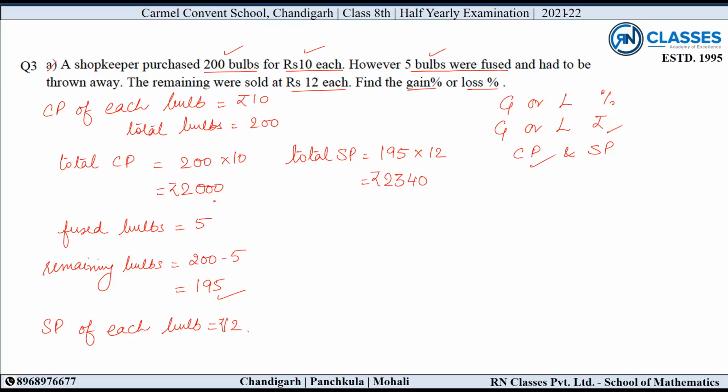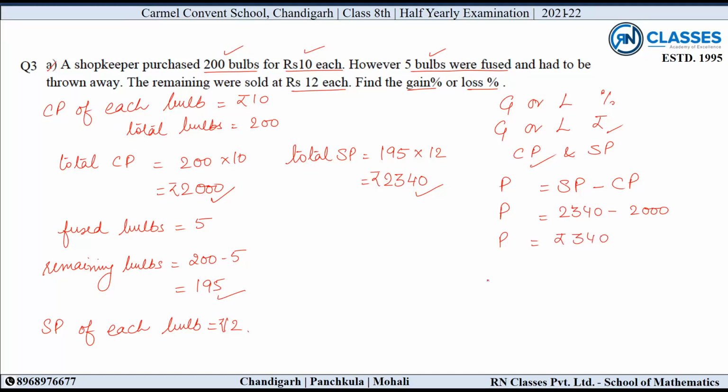अब बताओ, cost price is more or selling price is more? Of course, selling price is more. So selling price minus cost price. So there will be a profit, right? So we need the profit. So profit comes out to be, selling price is 2340 minus 2000. So profit is equal to 340 rupees.